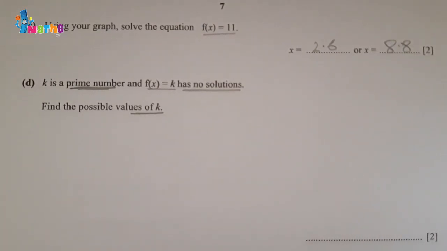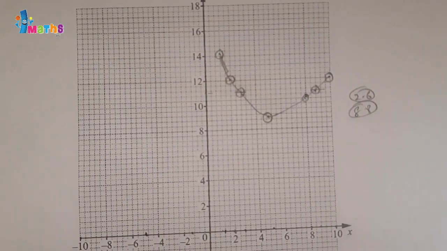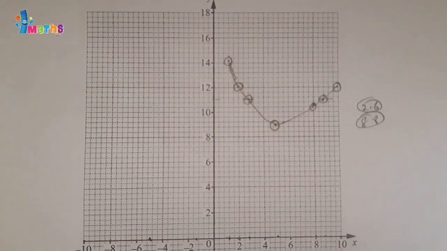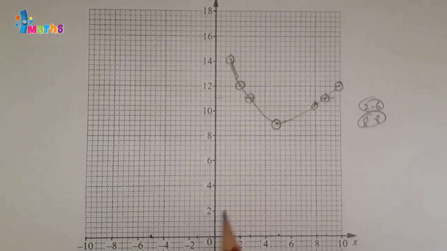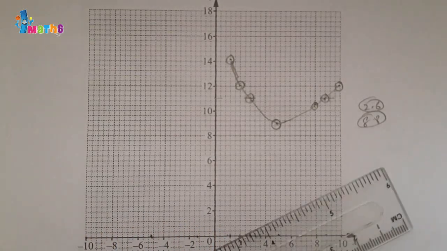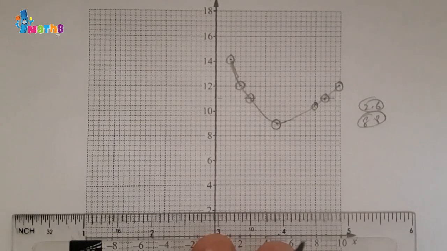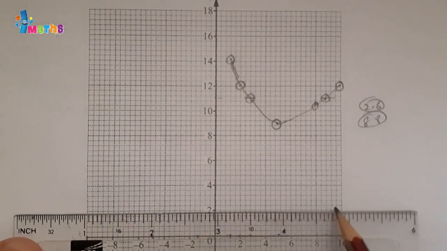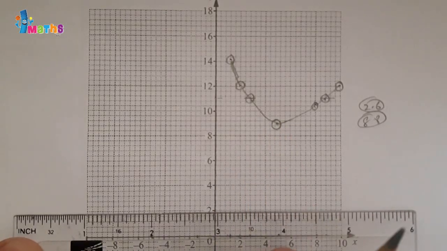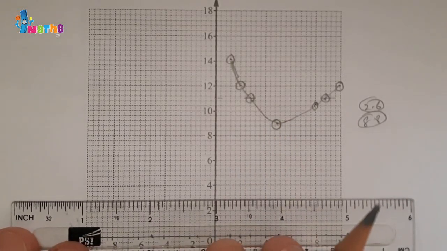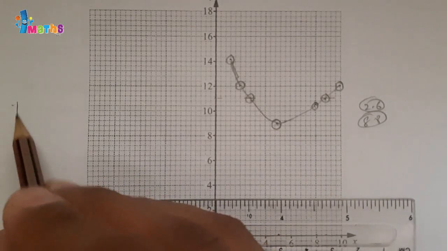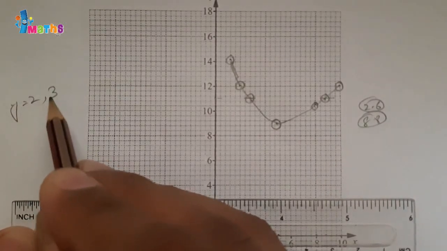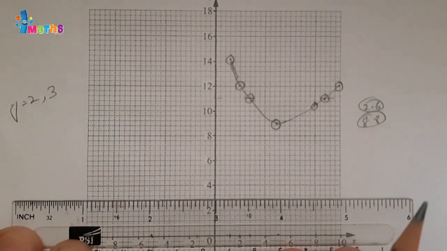So from the graph we will check what are those positive values where there is no line which we can draw, for example, y is equal to 2. If we draw a line over here, y is equal to 2, this will not be intersecting the graph. If we draw a line over here, this will not be intersecting the graph. If we draw the line y is equal to 3, it will be here, and it will also not be intersecting. So y is equal to 2, 3, these are prime numbers where it is not intersecting the graph.